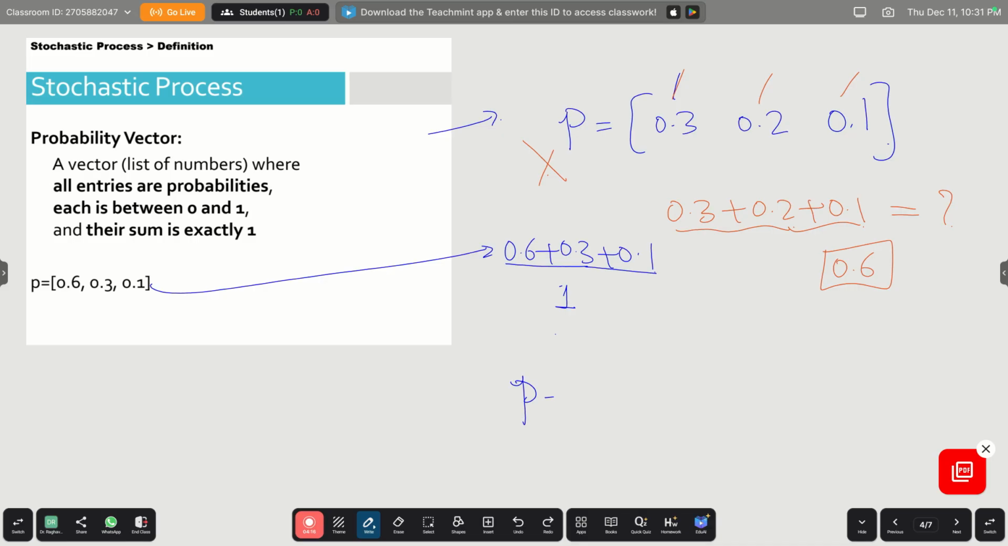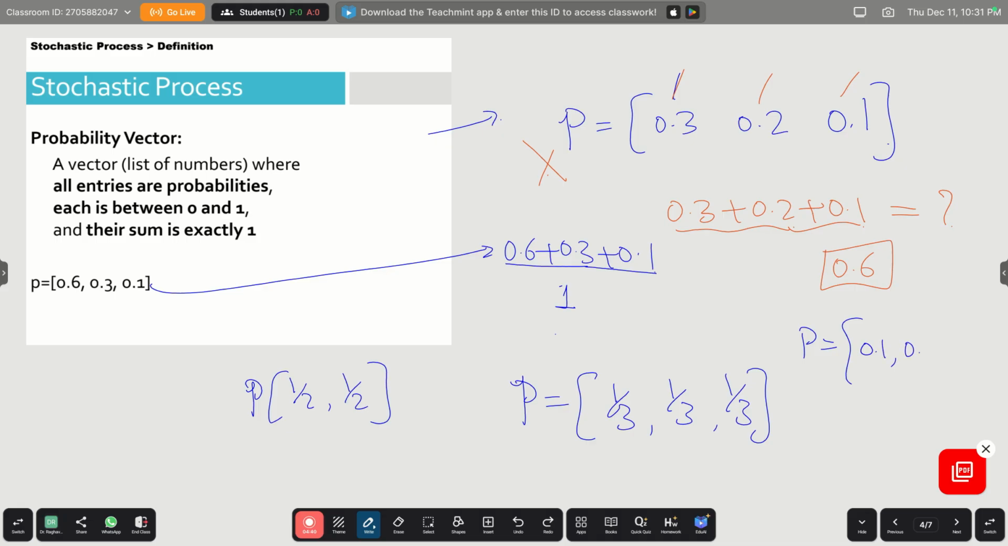One more example, if you consider P equal to 1 by 3, 1 by 3 and 1 by 3, this is a probability vector. Let me take one more example, 1 by 2 and 1 by 2. This is a probability vector, right? So P is equal to 0.1, 0.2, 0.6 and 0.1. This is again a probability vector because the sum is equal to 1, right?